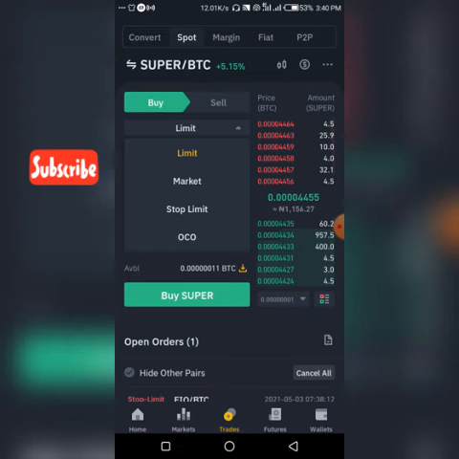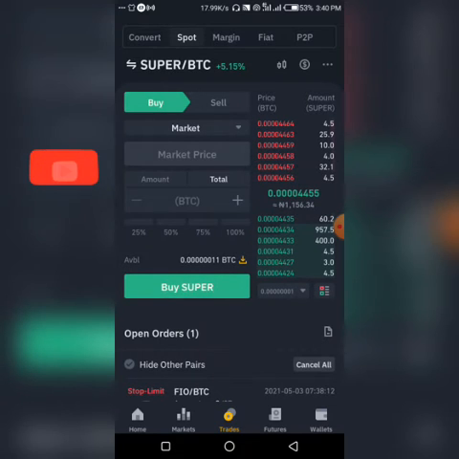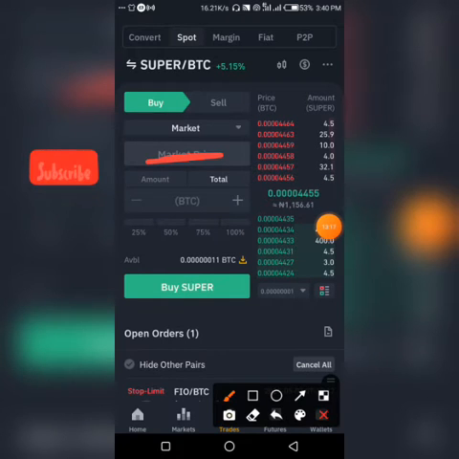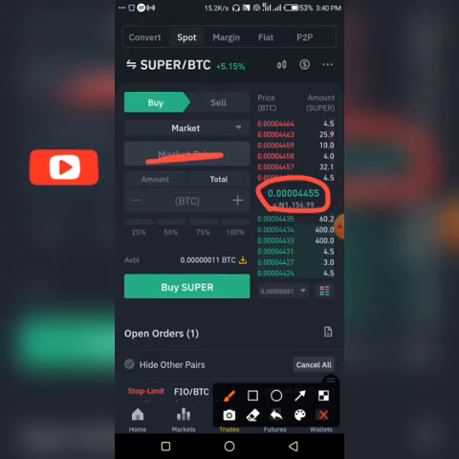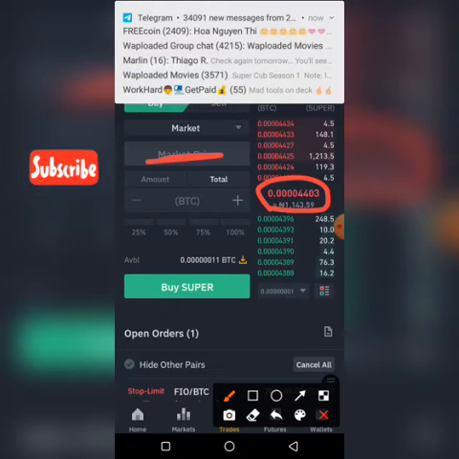You see market. Now I'll click on market. No price is going to show here. What this means is that you want to buy at the market price. This is the market price here. It means you're telling the market that you want to buy whatever they are selling. It doesn't matter if it is expensive or low, you just want to buy. I hope you understand it.